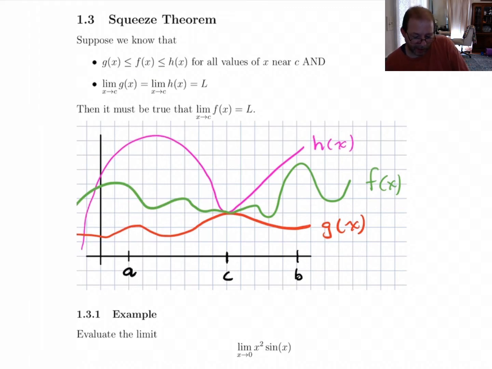And the picture here, I think, does a pretty good job of explaining it. You got one function up here, you got another one down here, and f of x is always in between those, at least when you're close to c. So if these two go together at some point, then this is squeezed in the middle. Let's look at an example.